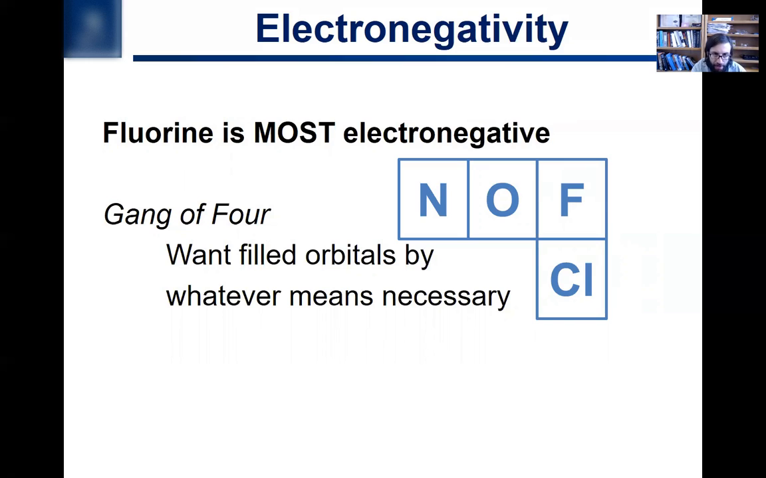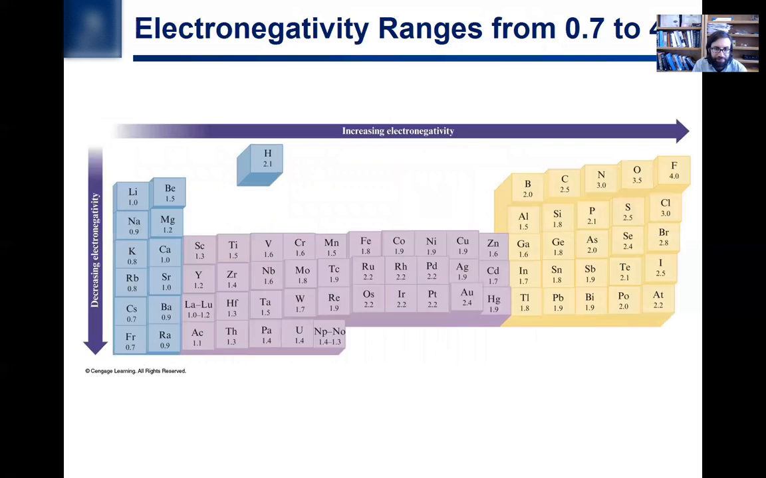They really want to have filled orbitals. They want to have noble gas configurations. And so the best way for them to do this is to gain electrons. And so they are the most electronegative elements. Fluorine is the most electronegative element.